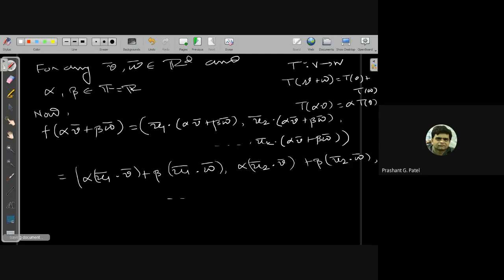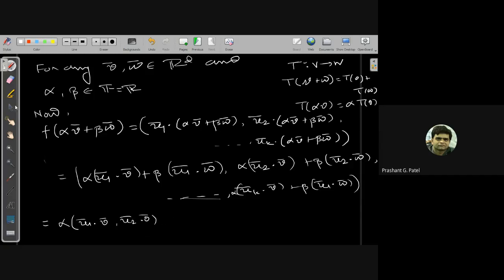Up to so on, you will have uk dot v bar into alpha plus beta times uk dot w bar, and then you separate these vectors. So you will have alpha times u1 bar v bar, u2 bar v bar, up to so on uk bar v bar.